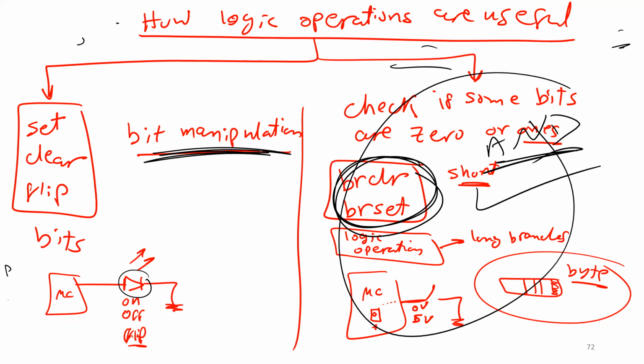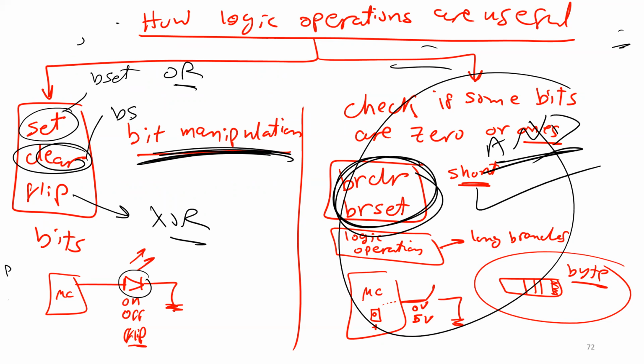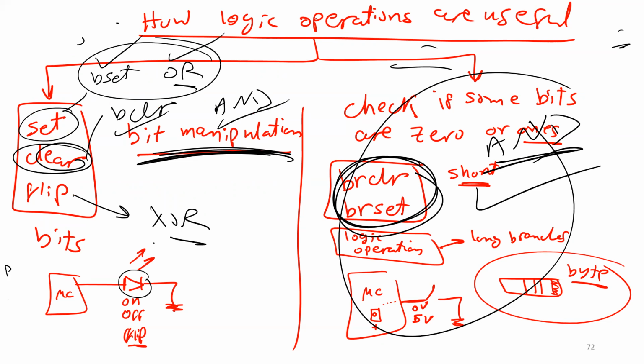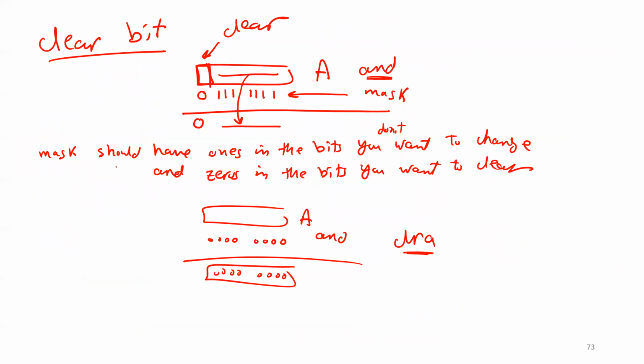bit manipulation? For bit manipulation, as I told you, if you want to set, you have bit set, or you have to use logic OR, as I'm going to explain right now. For flip, the only option you have is XOR. If you want to clear some bits, we have an instruction called bit clear, or you have to use logic AND. That's it. So I'm going to explain how you can use bit set, bit clear, how you can use OR and AND, and how you can use XOR to flip some bits and not change the other bits. Okay, let's see.